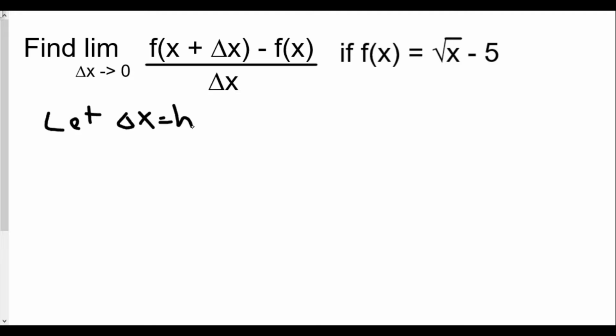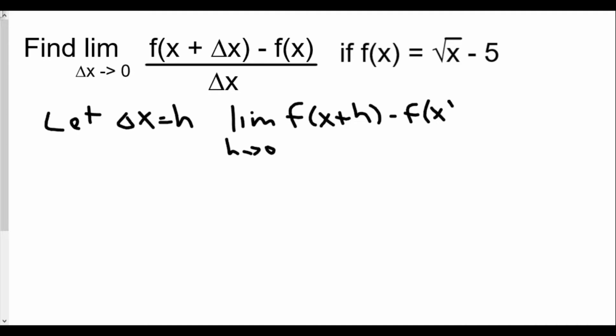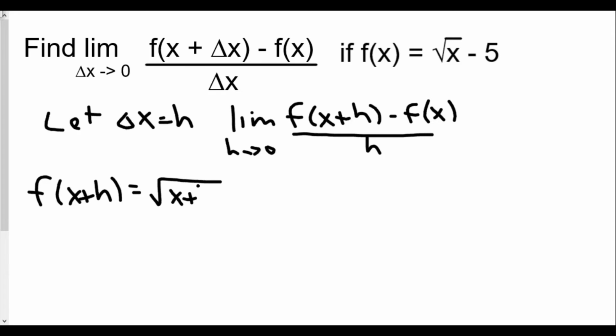Well, it just means that we have the limit as h approaches 0 of f of x plus h minus f of x all over h. You might have seen this when you did pre-calc. So we're going to plug x plus h into our function f of x, and therefore f of x plus h is really going to be the square root of x plus h minus 5. And then f of x is just the square root of x minus 5.